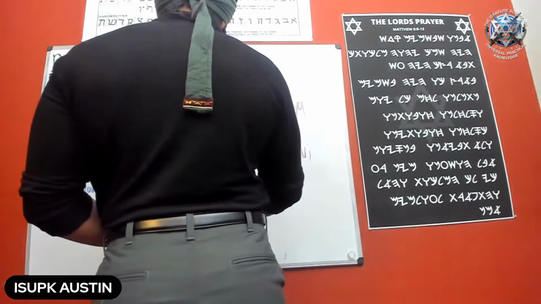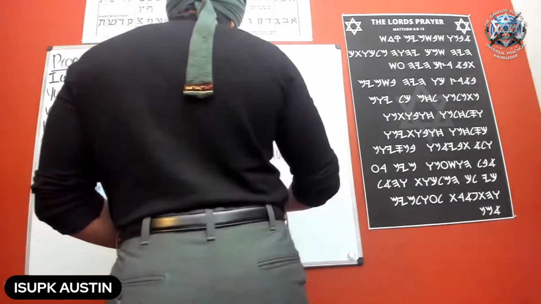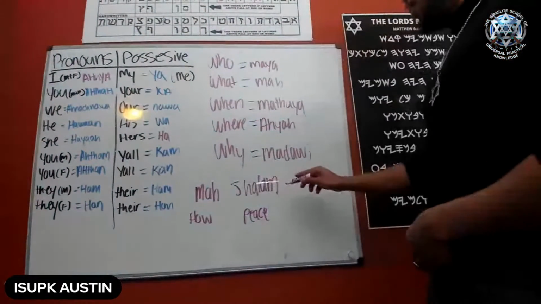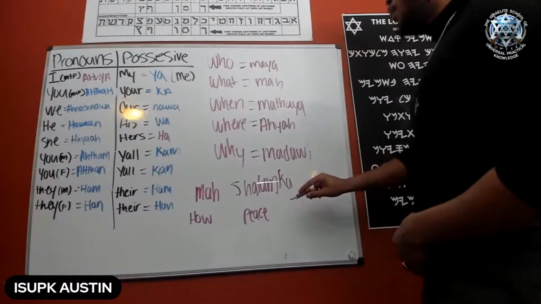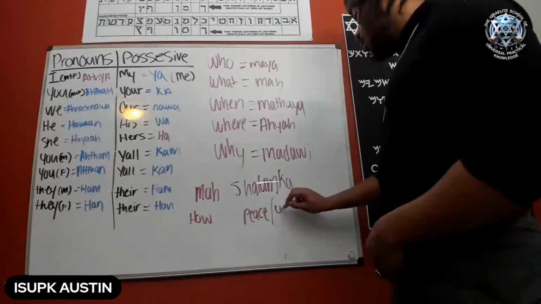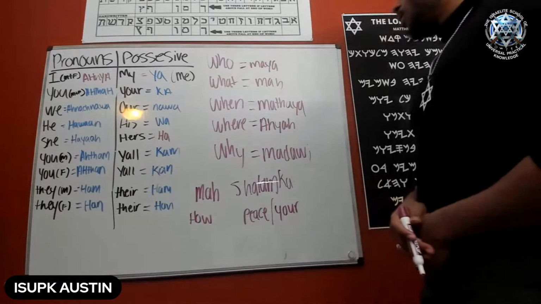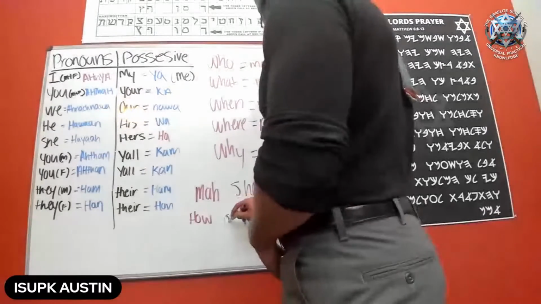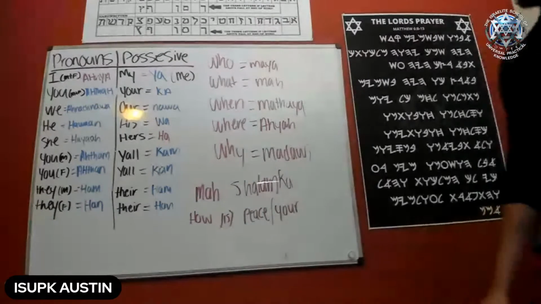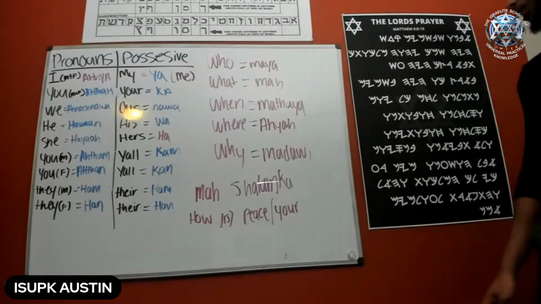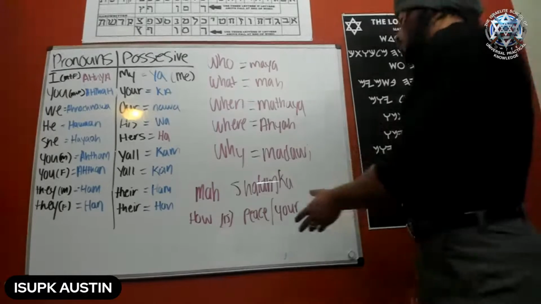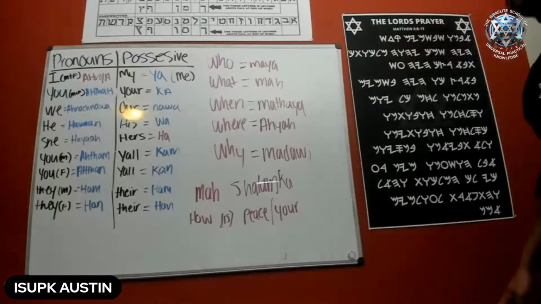So Ma is what or how. Shalom is peace. Ma Shalom, and I said it connected. What's that ka coming from? The ka is coming from your. How's your peace? So is, we don't write is, but it's implied, just for English sake. So we have Mashalamka. How is your peace?